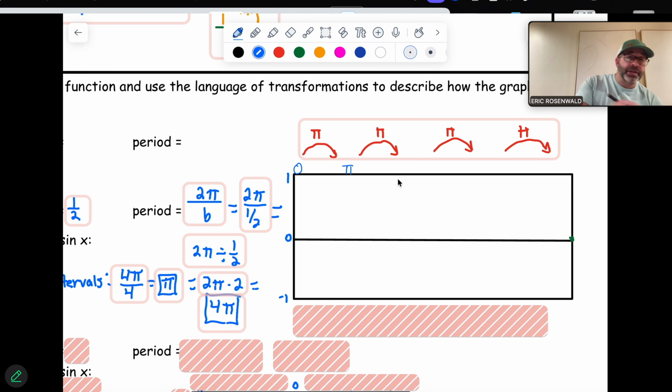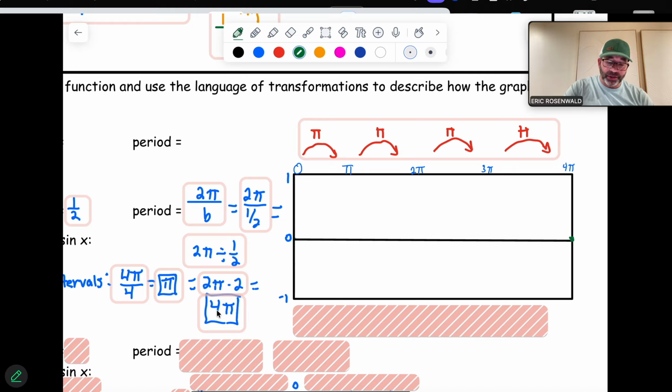And then I go another pi, I'm going to be at 2 pi. I go another pi, and I'm going to be at 3 pi. And then I go another pi, I'm going to be at 4 pi. And what happened is I am going from 0 to 4 pi. The whole period is going to be from 0 to 4 pi, which is 4 pi long. That's my period. And I haven't moved it up and down at all.